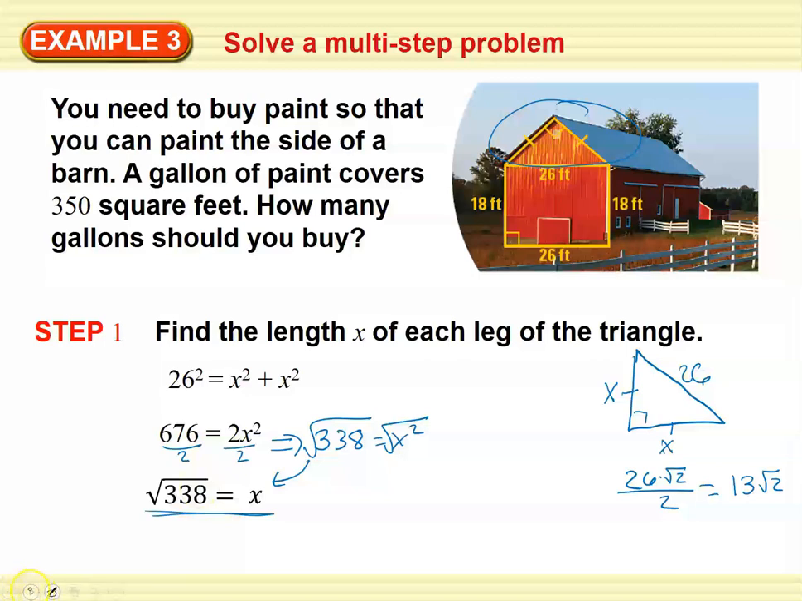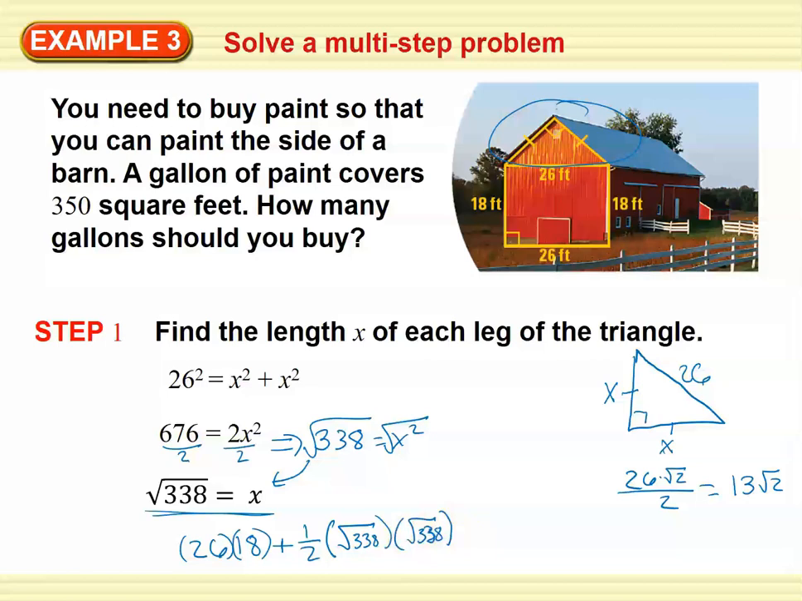All right, so now what we need to do is actually find the area. So we have the rectangle, which is going to be 26 times 18. And then we need to add to that the area of our triangle, which is going to be half of the square root of 338 times the square root of 338. Or 13 square root of 2 times 13 square root of 2, if that's what you chose to use.